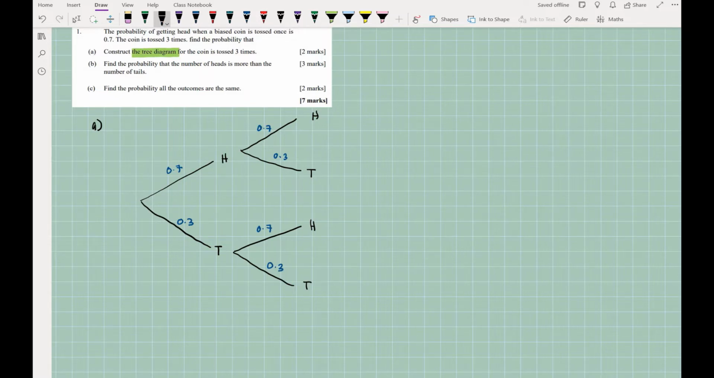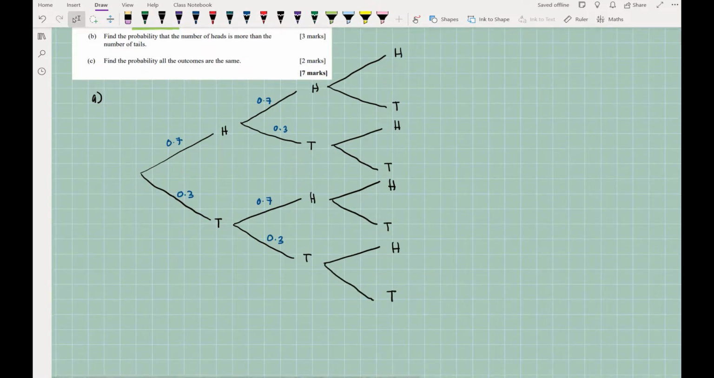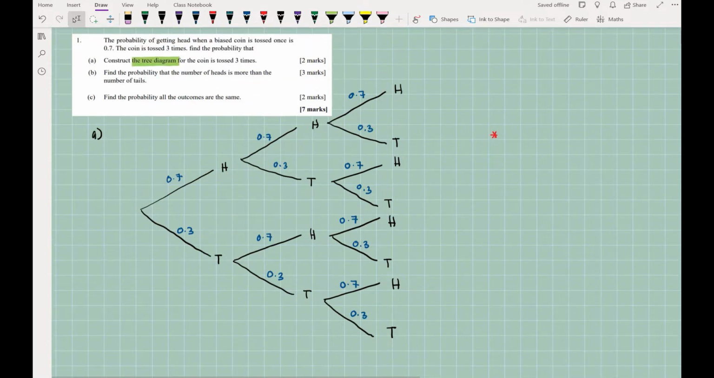Seterusnya, untuk toss yang kali ketiga, the third time. So, I'm going to get either head atau tail. Di sini juga akan dapat head atau tail. Di sini akan dapat head atau tail. Di sini juga akan dapat head ataupun tail. Okay, so that is the result of my third time tossing the bias coin. So again, di sini adalah 0.7, 0.3, 0.7, 0.3, 0.7, 0.3, 0.7, and 0.3.